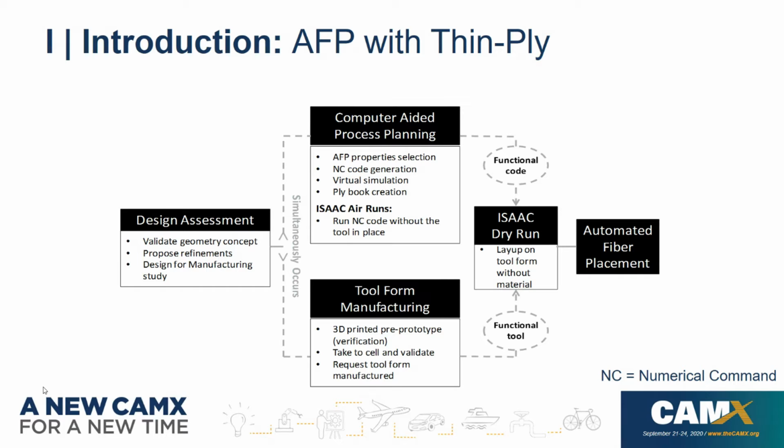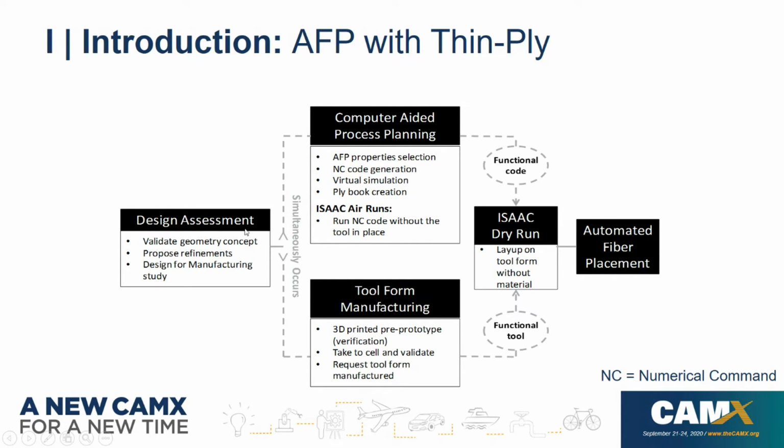This is the flow chart that we use at Isaac to run an automated fiber placement project. What you see here is the first step of design assessment. This is where we can propose refinements, and we actually do DFM studies. Very often, minor tweaks to the design render it more accessible and more manufacturable, of course, if it meets the constraints.